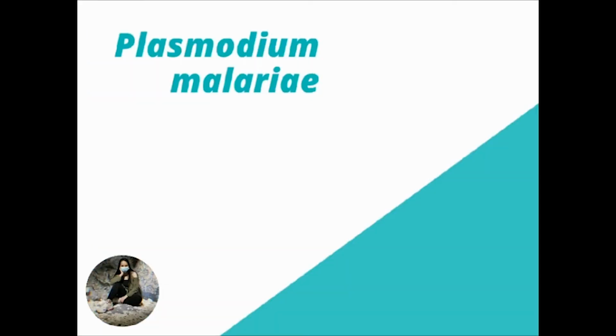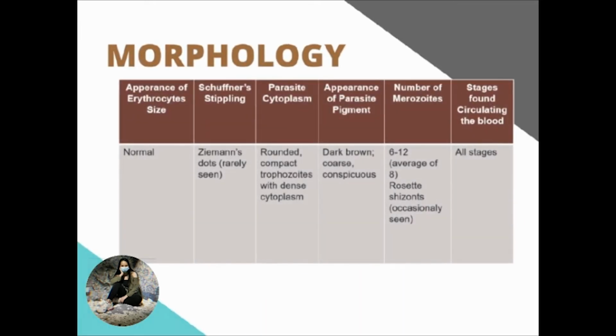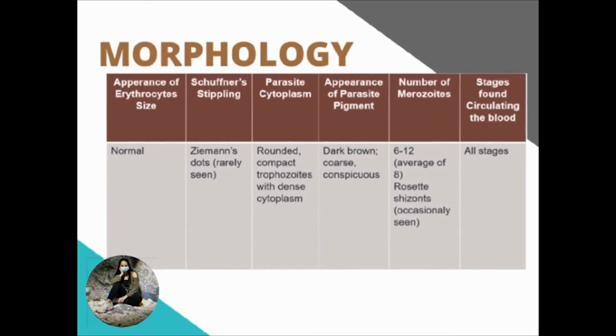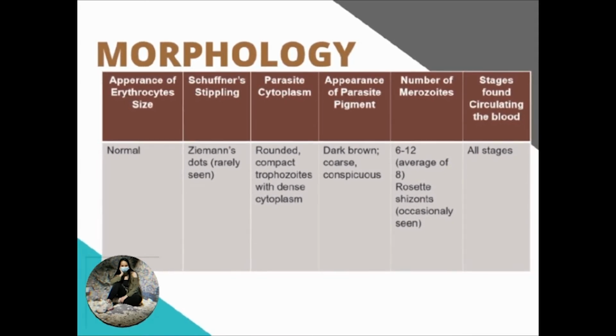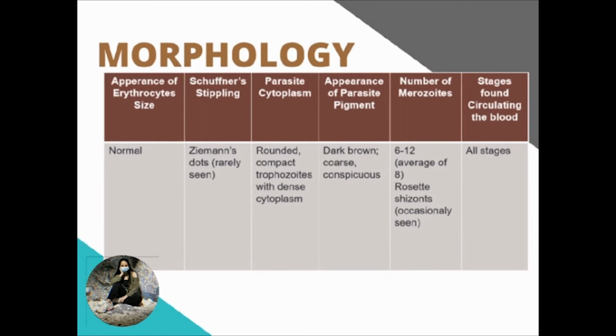The third parasite that we will be discussing is Plasmodium malariae. The morphology of Plasmodium malariae is the following. The size of the erythrocyte is normal, because the parasite does not cause any enlargement. The Schuffner's stippling that can be seen is called Ziemann's dots.